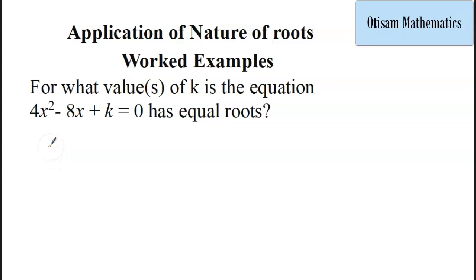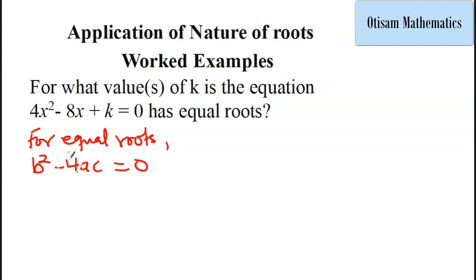From our previous video, we said that for equal roots, the discriminant b squared minus 4ac is equal to 0. So we just have to find our a, b, c and substitute them here. Comparing with the general equation, our a, the leading coefficient, is 4, b is minus 8, and c is equal to k. So we are going to substitute these into this equation.